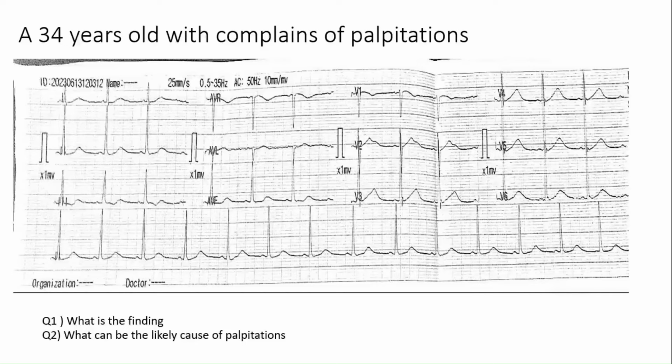Think why early repolarization will give palpitations. There's no pathway, and there's no atrial ectopics, and he's a young man. So think of channelopathies: Brugada, ARVC, and channelopathies. Rule out channelopathies. Short QT can also come. It has appeared in the exam. So short QT, long QT, and all these things.